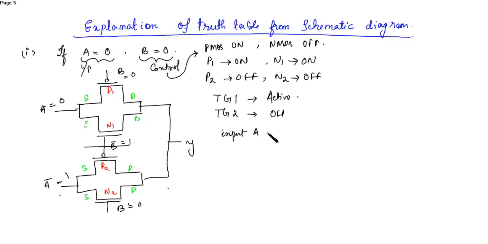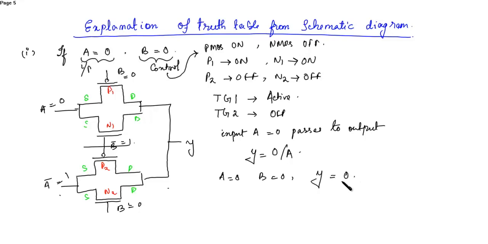Input A equals to 0 passes to output. So Y is equal to 0. Actually Y is same as A. So here since A is 0, then output is 0. So if A is equal to 0, B is equal to 0, then the output Y obtained will be 0. So the first is satisfied now.